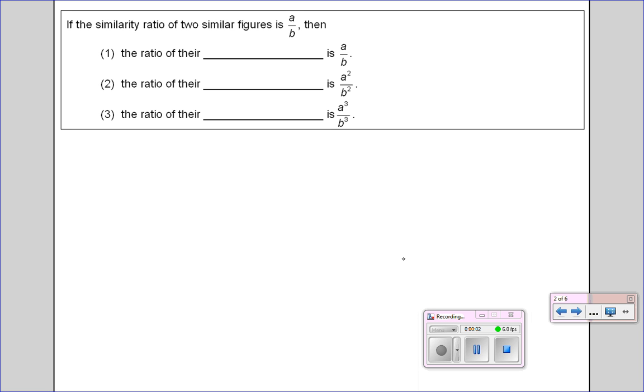Today we'll be looking at ratios for volume. So we have here the notes. If the similarity ratio of two similar figures is A to B, in other words, we have two figures, they have a ratio because they're similar, then the ratio of their perimeters is also going to be A to B.